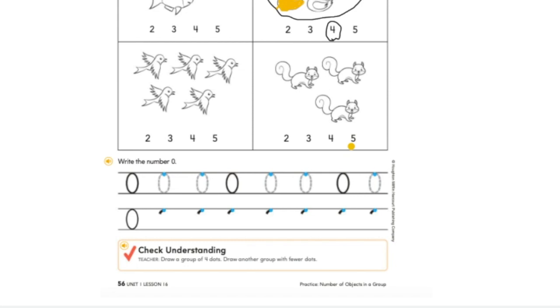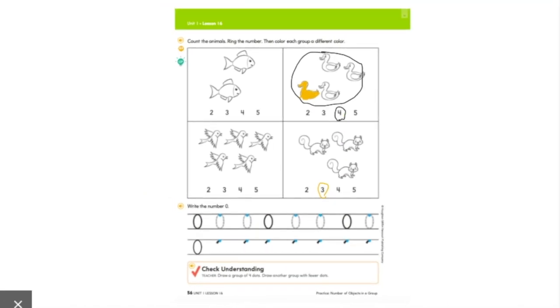Is this the number 3? Is this the number 3? You're right, it is. So I'm going to draw a circle around it. I still really like the color yellow. Can I color these squirrels yellow? No, I cannot. I already colored my duckies yellow, so I need to find a different color.